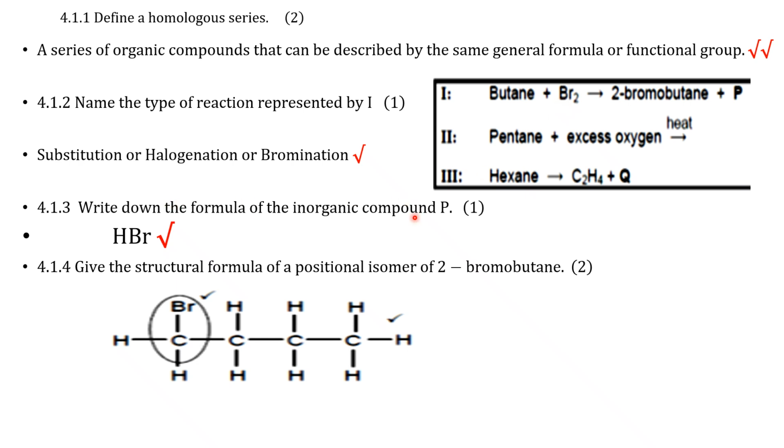Write down the formula of the inorganic compound P. As I said, the hydrogen that's displaced combines with the other bromine that's left to form hydrobromic acid, or HBr.